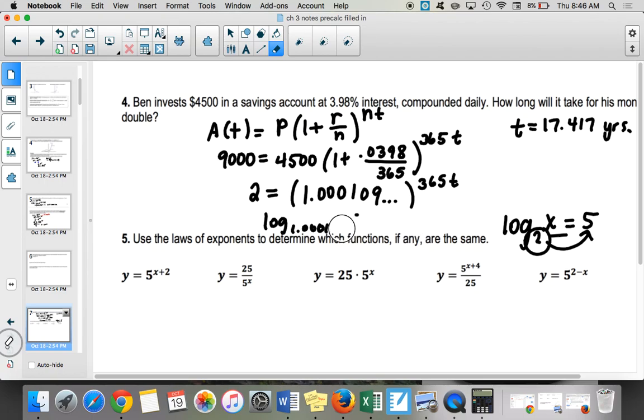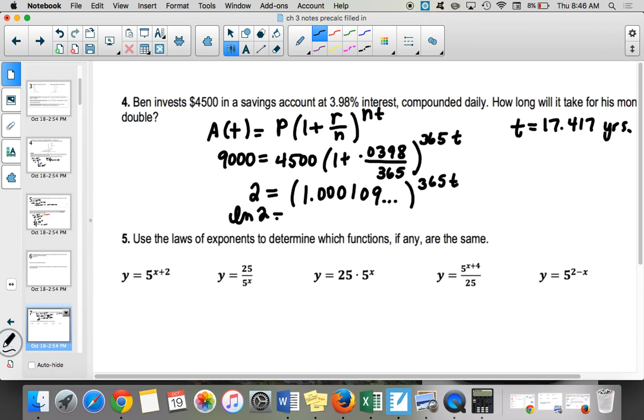But most of you guys didn't like that. You preferred to just take the natural log of both sides. So we'll do that. So I'm going to do natural log of 2 equals natural log of the 1.000109 number. And it was raised to the 365t, so that now goes in the front, because exponents can go to the front. And so we take our natural log of 2, and we divide by the natural log of that 1.000109 number. And then we divide by 365, and what do we get? We get this 17.417.